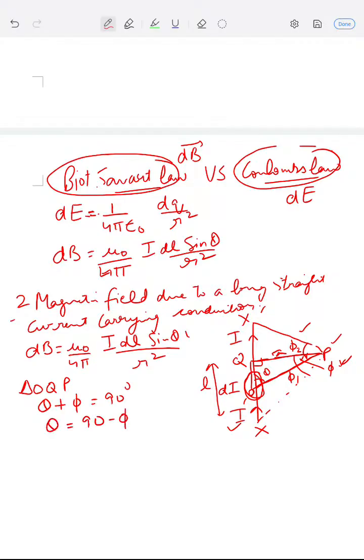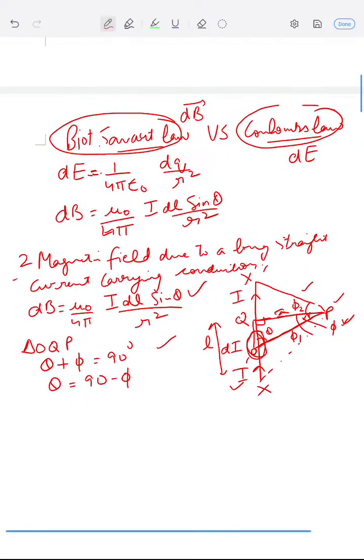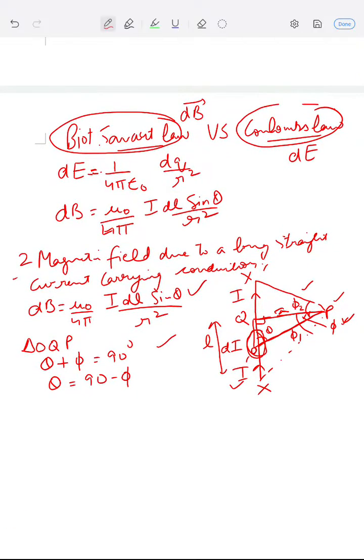So first we have chosen the Biot law. This is the first step. Then we have taken the triangle OQP, that is 90 degree. Theta plus phi is 90 degree, theta is 90 minus phi. So we have sine theta on the left hand side. We have taken sine of 90 minus phi, which is in the first quadrant, and there is 90, so sine changes into cos phi.